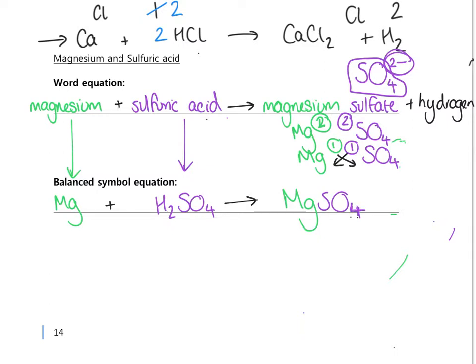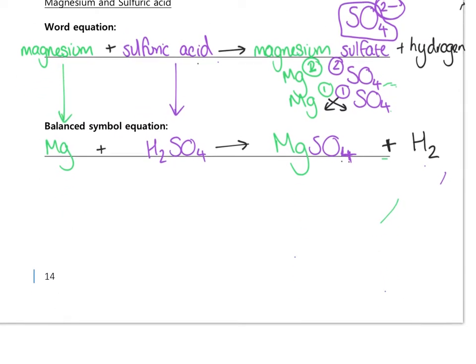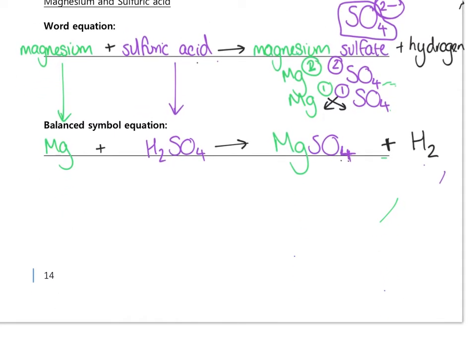Okay, plus hydrogen is plus H2, again because it's diatomic. Every time you write hydrogen on its own, it must be written as H2. Okay, time to balance now. Make a list of your elements. Well, I've got Mg, I've got hydrogen, I've got sulfur, and I've got oxygen. Make sure to write them all separately. Copy that list on the right hand side. You've got Mg, H, S and O.